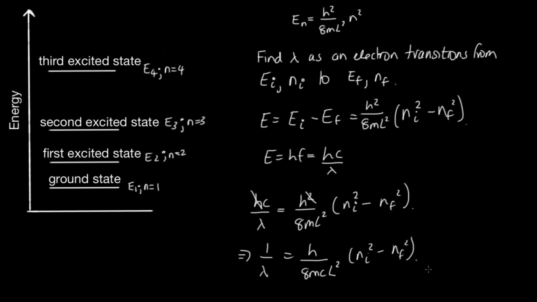Now what's interesting is this is somewhat similar to our Rydberg equation. It's a little bit different in that we do have a slightly different n dependence. The Rydberg equation is given by 1 over lambda is equal to the Rydberg constant times 1 over n final squared minus 1 over n initial squared. And as we'll see later in this course, when we're deriving the Rydberg equation, we go through almost exactly the same process as we went through for our infinitely deep potential well.